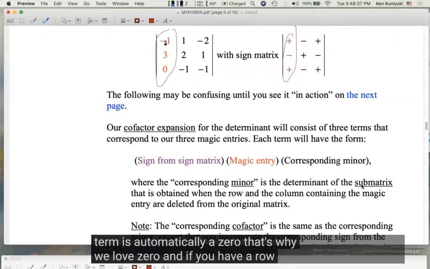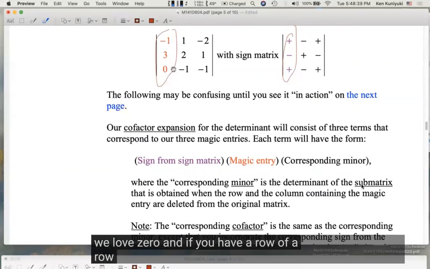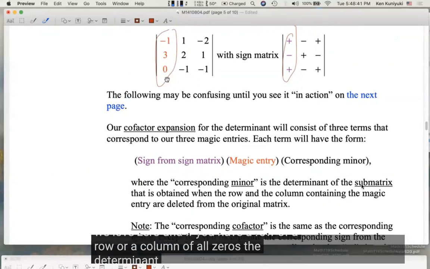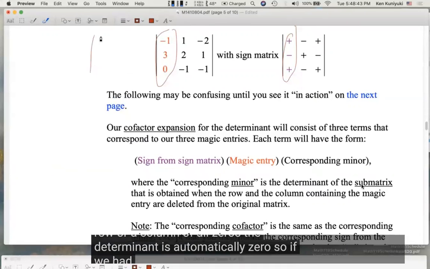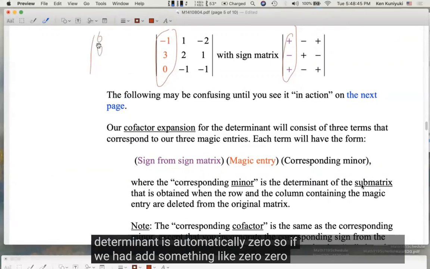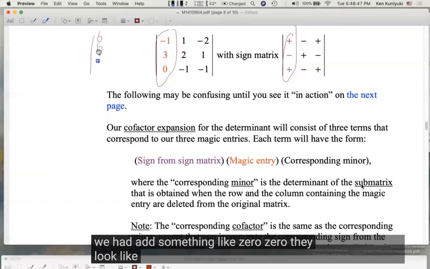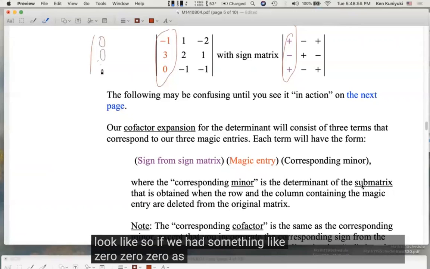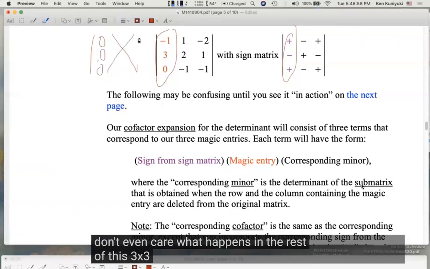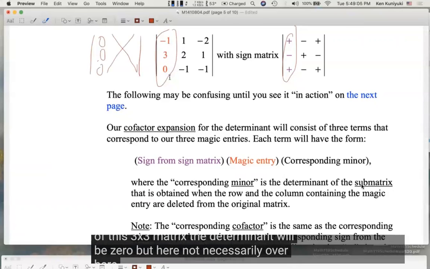And if you have a row or a column of all zeros, the determinant is automatically 0. So if we had something like 0, 0, 0 as our first column, I don't even care what happens in the rest of this 3x3 matrix. The determinant will be 0. But here, not necessarily, over here.